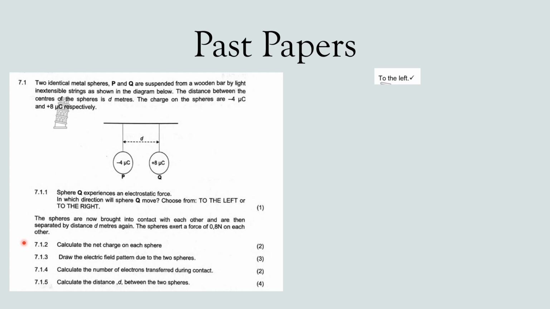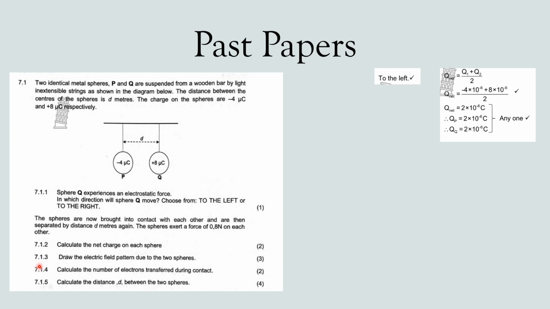The spheres are now brought into contact with each other and then separated by a distance d meters. The spheres exert a force of 0,8 newtons on each other. Calculate the net charge on each sphere. So you know that the first one is -4 and the second one is +8. You take -4 plus +8 divided by 2, which will give you 2. Now we need to convert to coulombs, so you will say times 10 to the -6. Draw the electric field pattern due to the two spheres.